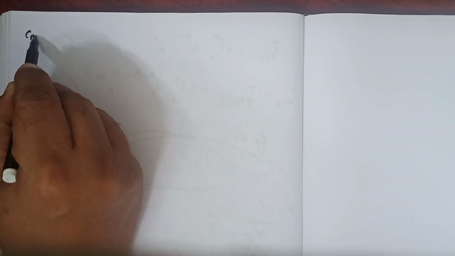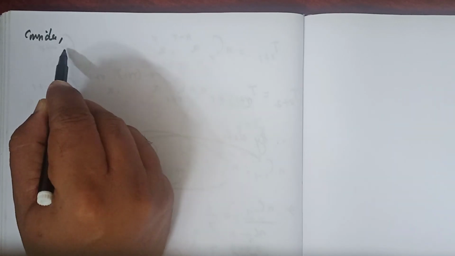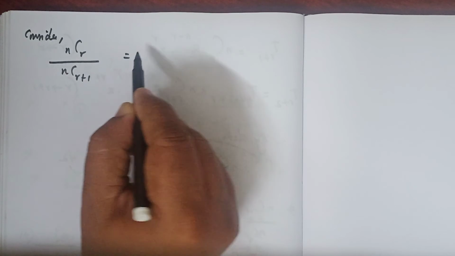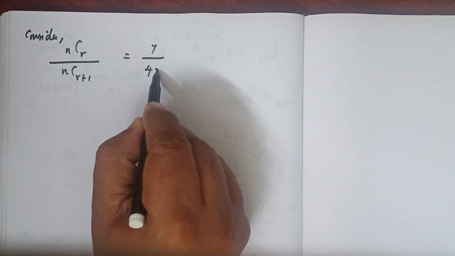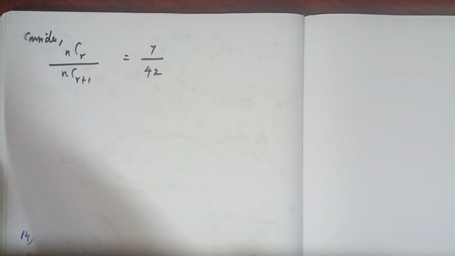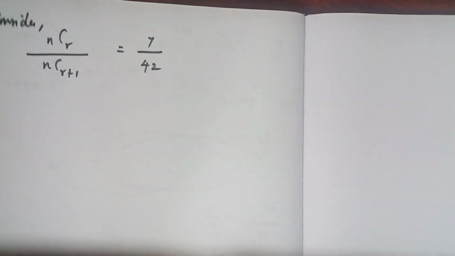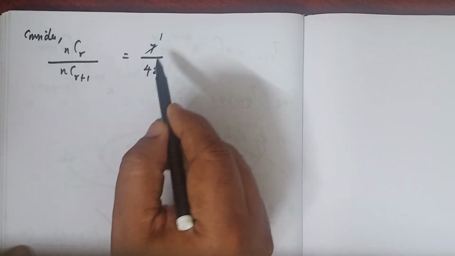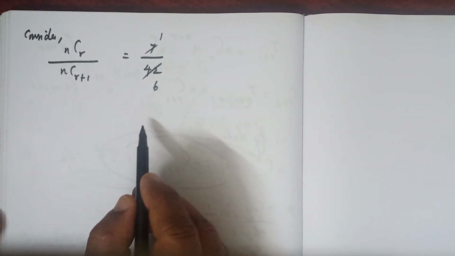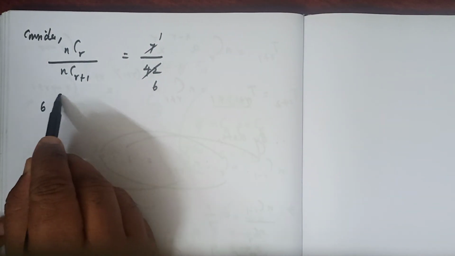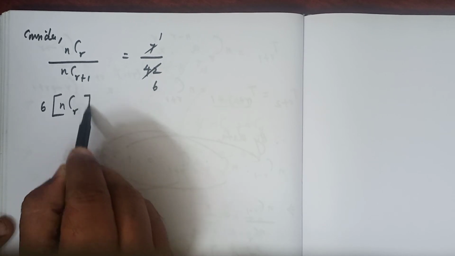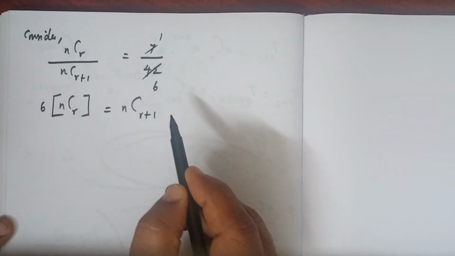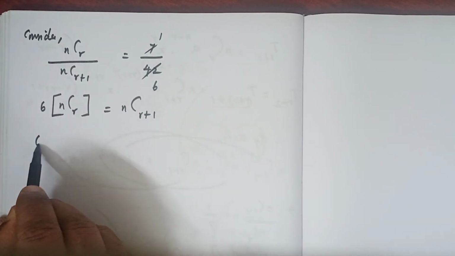Now consider nCr by nCr plus 1, that is equal to 7 by 42. Here you can cancel by 7 table. This is 1 time, 6 times. Cross multiply, 6 into nCr, that is equal to 1 into anything same thing, so nCr plus 1.